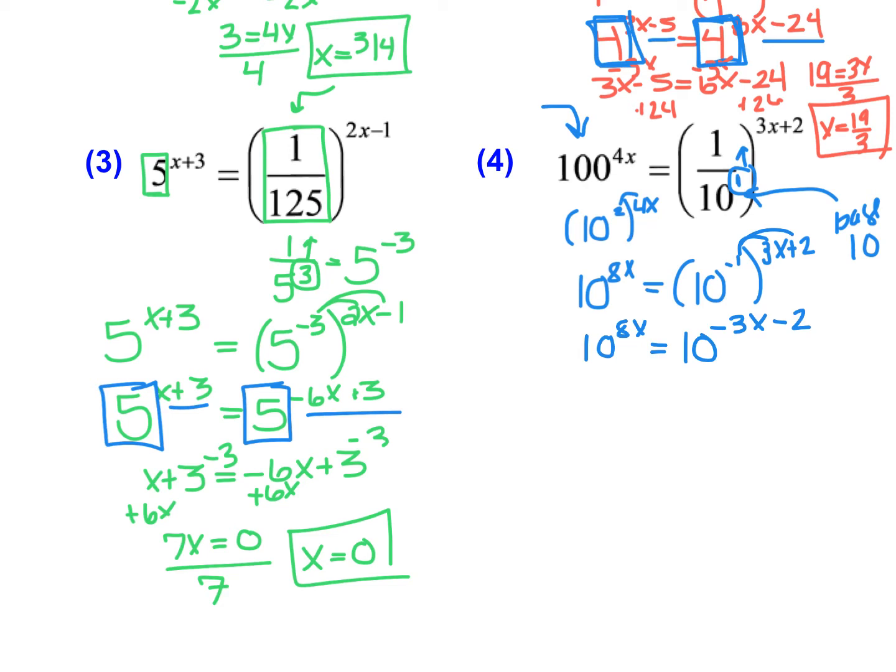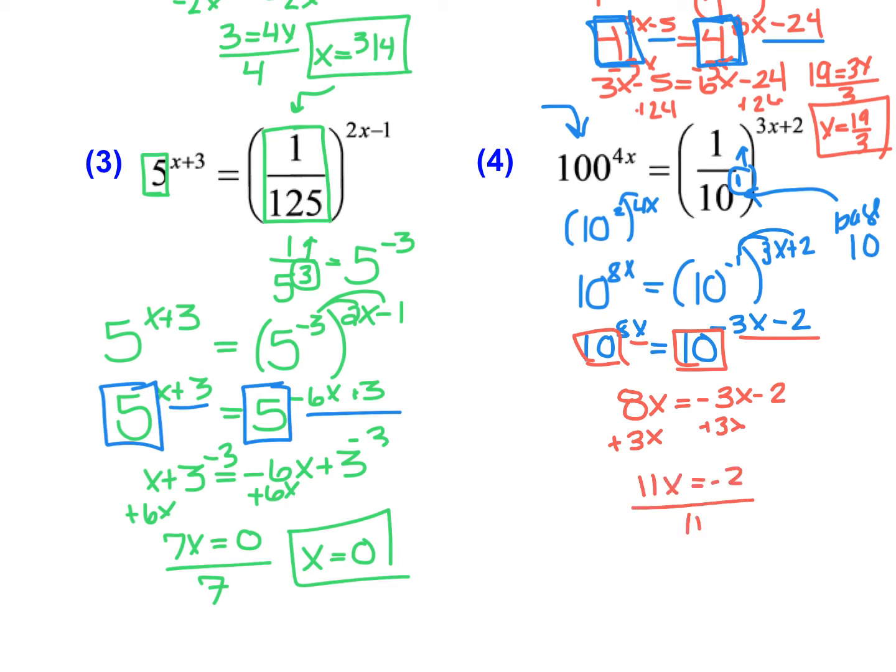Now, because we have common bases, we can set the exponents equal to each other. So we have 8x is equal to negative 3x minus 2. I can add the 3x to each side. So I get 11x equals negative 2. Divide by 11. My answer ends up being x equals negative 2 over 11.